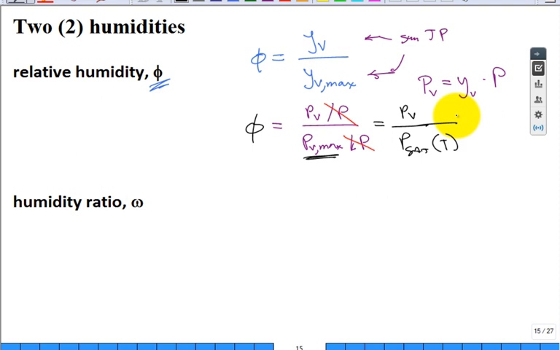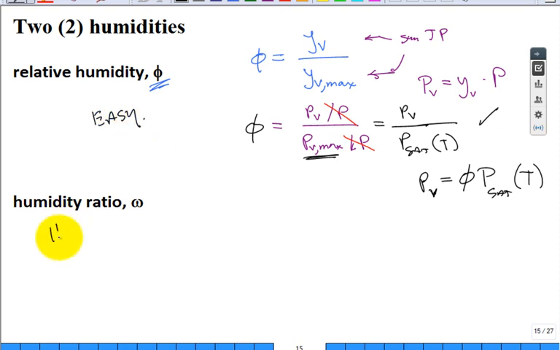So most people, that's the way we use it too. We would say, okay, give me the partial pressure of the vapor in the moist air mixture. Well, if I knew relative humidity, and then I knew the temperature such that I could look up the saturation pressure, I would be able to get you the partial pressure. All right. Now, this one was relatively easy.